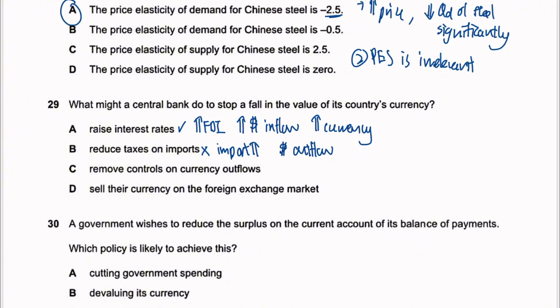C, remove controls on currency outflows. Well, if you remove controls, more money will actually flow out of your country. When money flows out, the currency will fall. Okay. D, sell their currency on the foreign exchange market. Oh no, this option is completely not correct. So A is the correct answer.